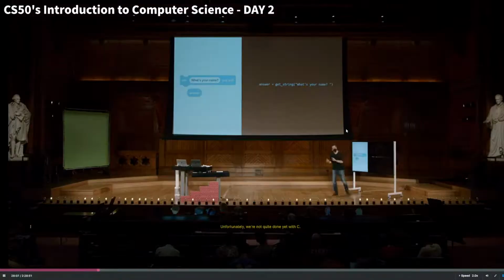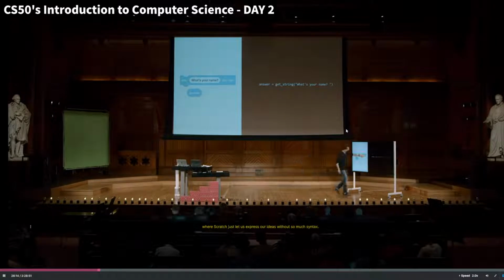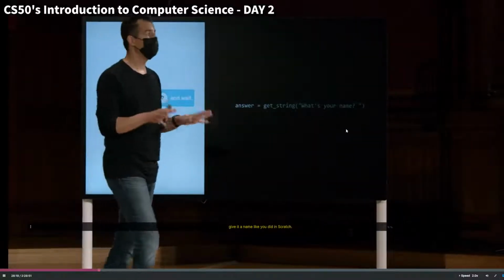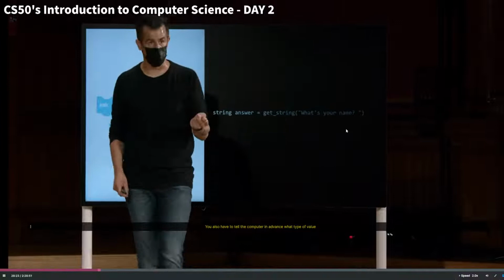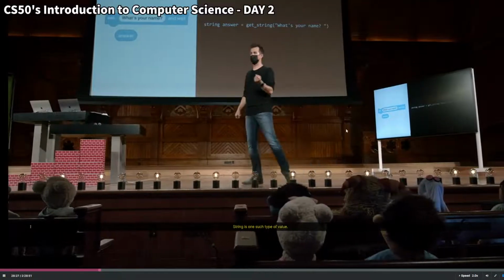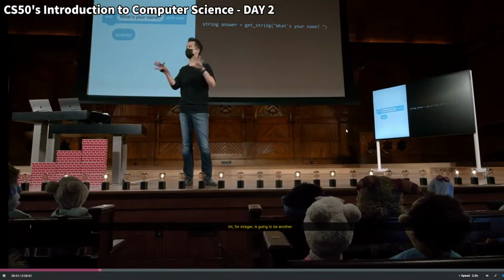Unfortunately, we're not quite done yet with C, and this is where, again, it gets a little annoying at first, where Scratch just let us express our ideas without so much syntax. In C, when you have a variable, you don't just give it a name like you did in Scratch. You also have to tell the computer in advance what type of value it is storing. String is one such type of value. Int for integer is going to be another. And there's even more than that we'll see today and beyond.